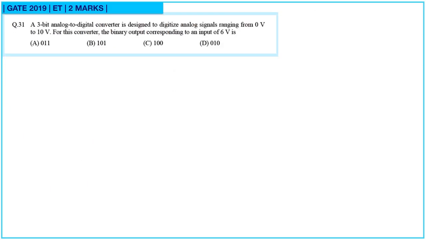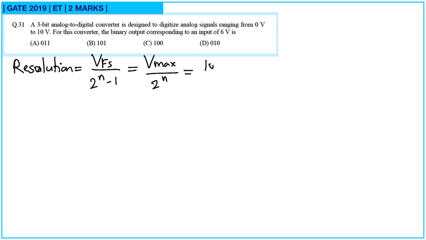Next question. A 3-bit analog to digital converter is designed to digitize analog signals ranging from 0 volt to 10 volt. For this converter, the binary output corresponding to an input of 6 volt is. So it is a 3-bit converter, so N is 3. Let us first calculate resolution. So resolution is equal to V peak to peak or V max, that is full scale voltage, upon 2 raised to n minus 1, or we can write V max upon 2 raised to n. So V max is given, that is 10 volt, maximum voltage is 10 upon 2 raised to 3. So it will be 1.25 volt.